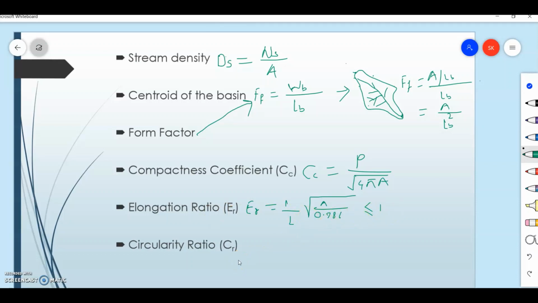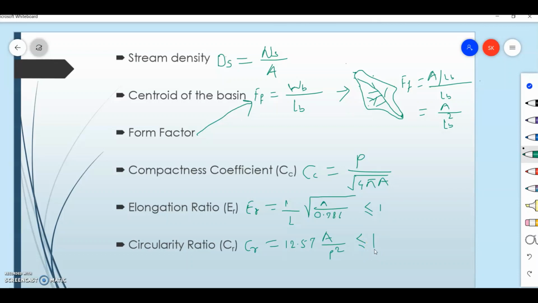Then the last term is circulatory ratio. This circulatory ratio was proposed by Miller in 1956. It is the ratio of the area of the basin to the area of the circle having the same perimeter as the basin. So how can we formulate it? This CR is equal to 12.57 into A by P square. It is also less than or equal to 1. So in this way we can find out the circulatory ratio.